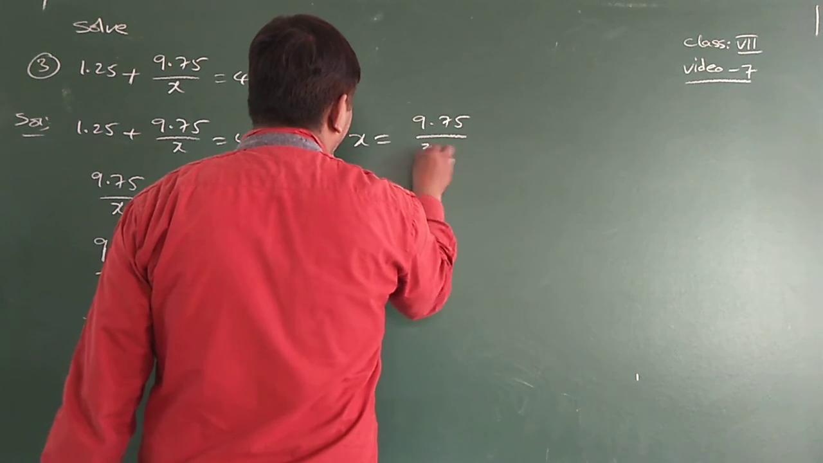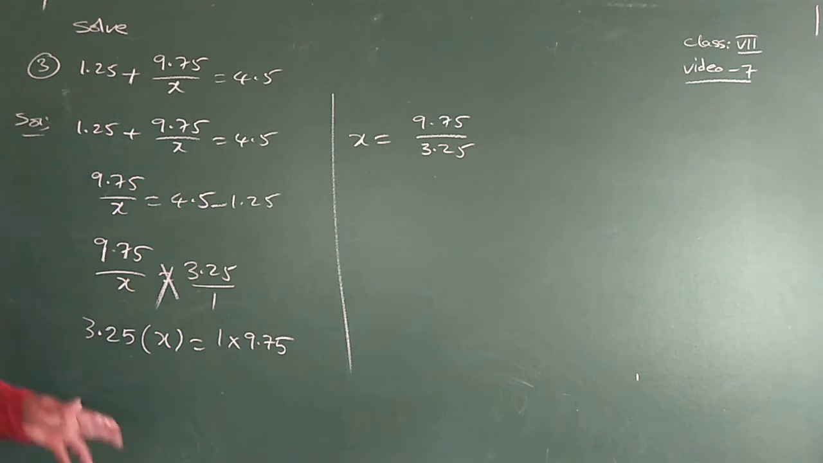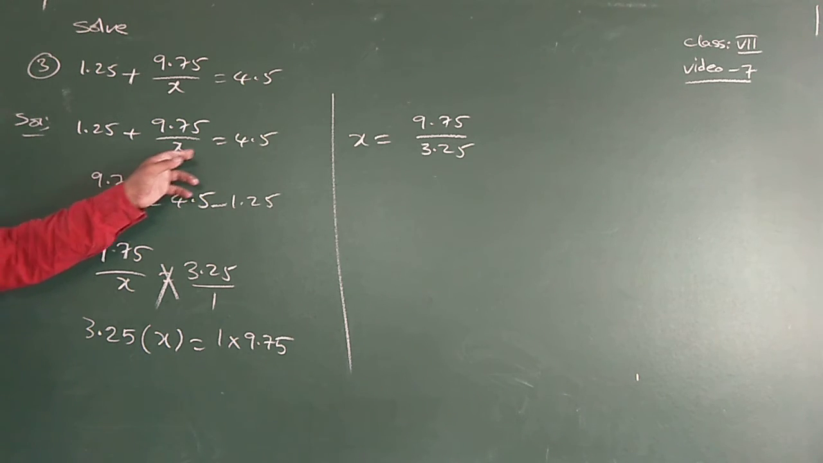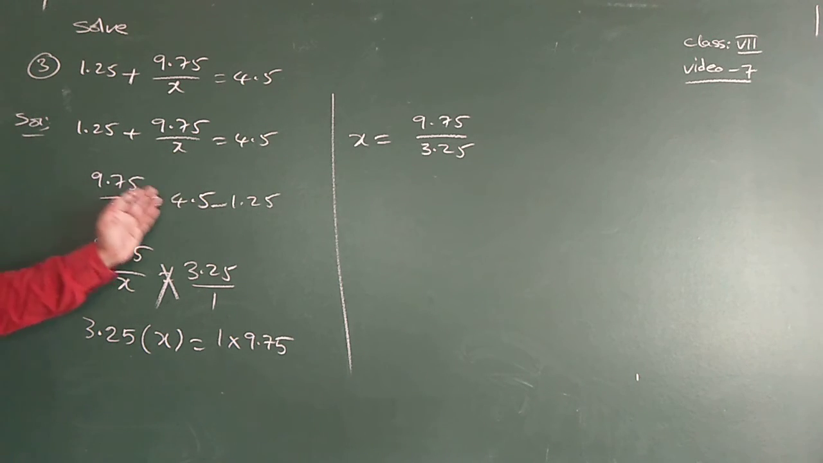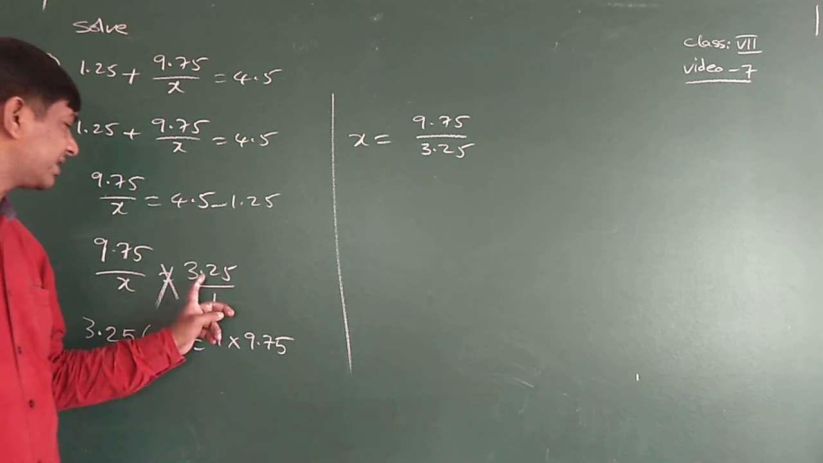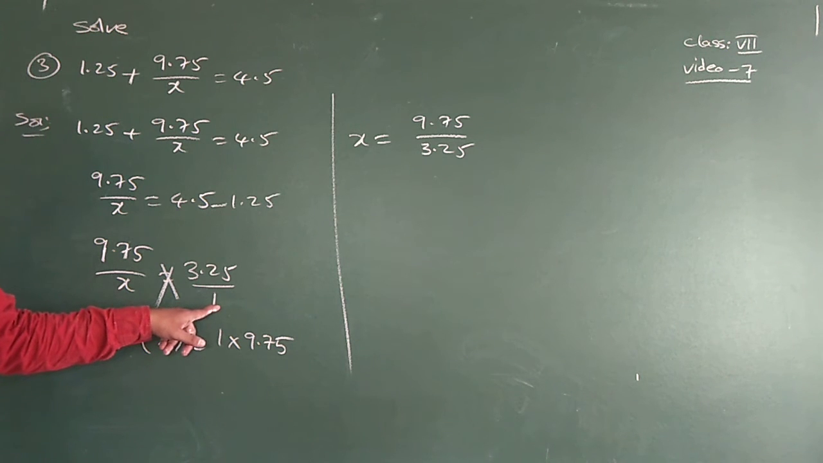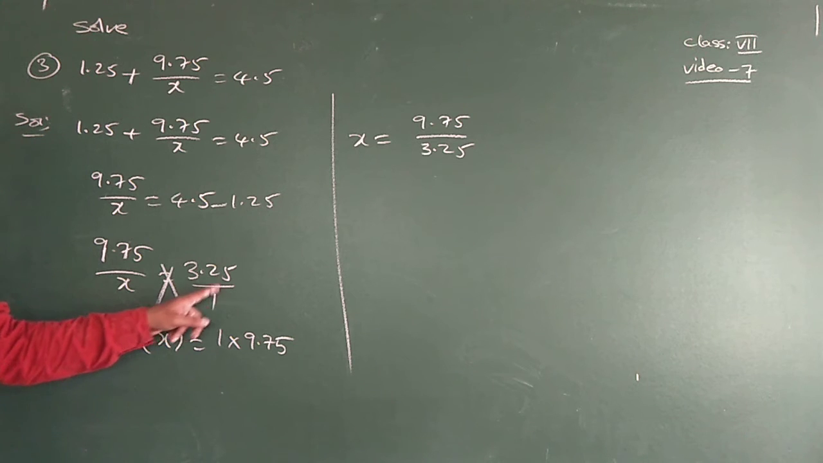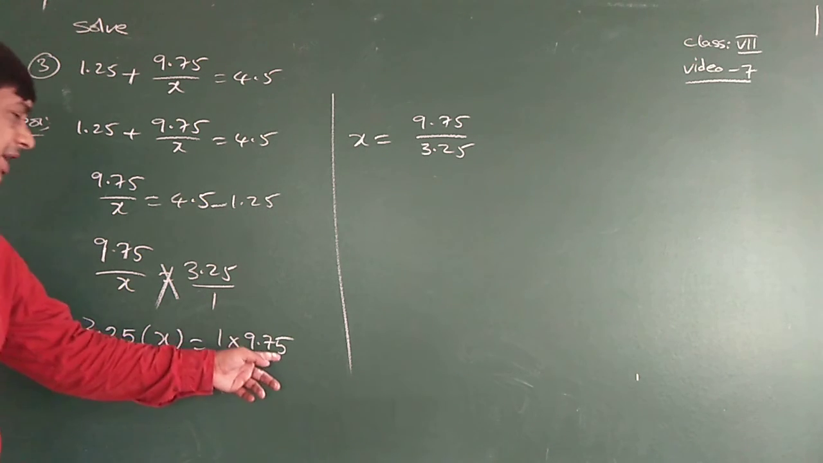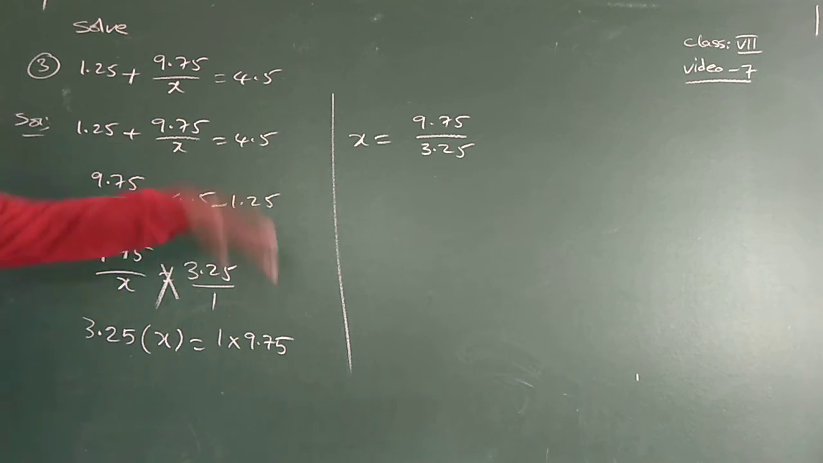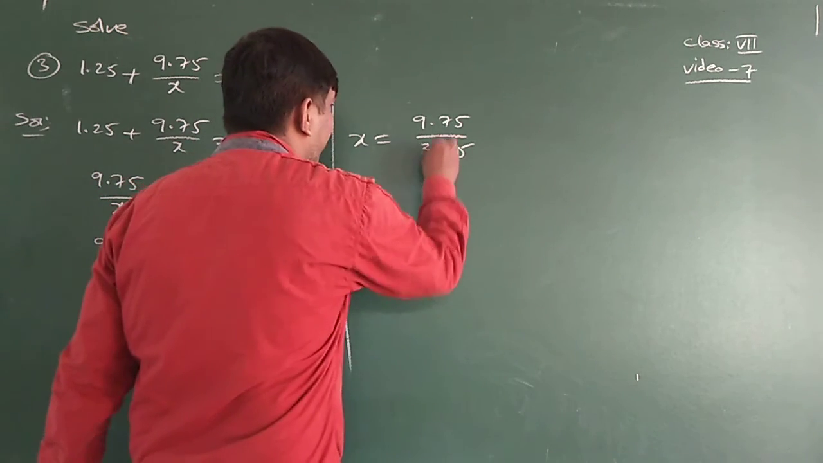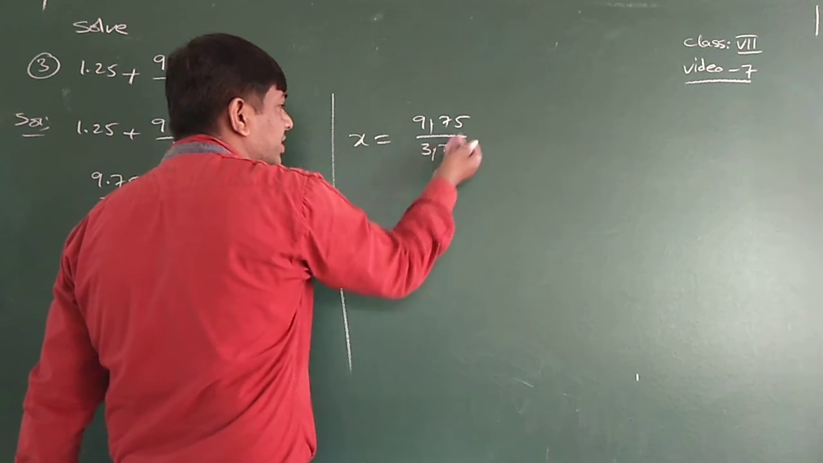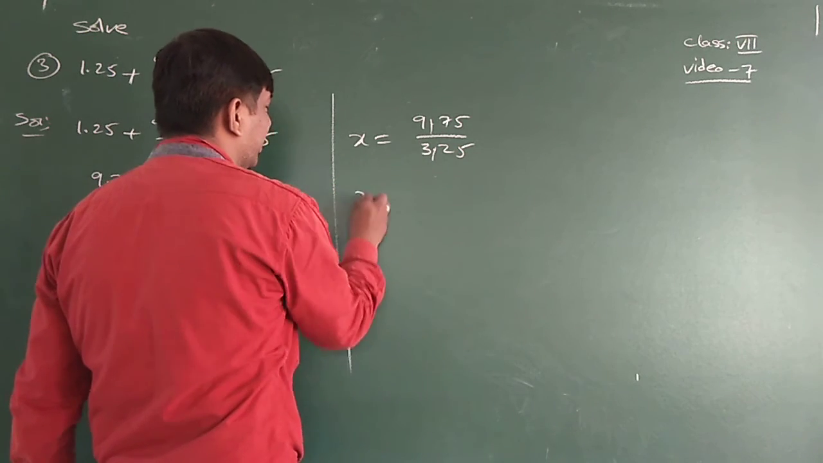So x is 9.75 by 3.25. See here, 9.75 by x is equal to 4.5; plus 1.25 becomes minus 1.25, and when I subtract I get 3.25 by 1, with nothing in the denominator. Now cross multiply: x into 3.25 is equal to 1 into 9.75. Now x is equal to 9.75 by 3.25. Remove the decimal point: after 2 digits, you can eliminate it.